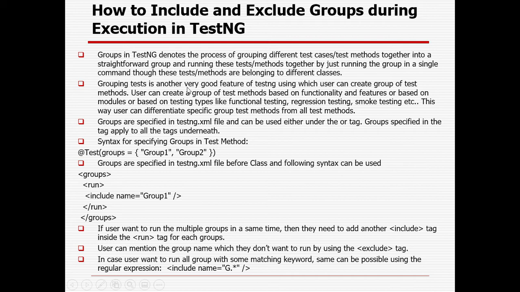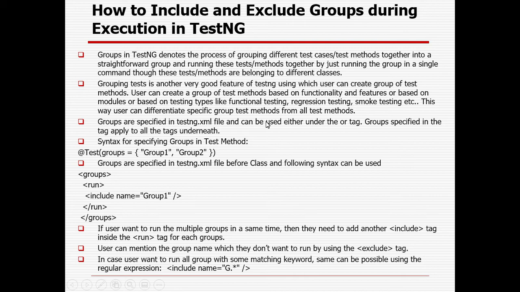Grouping tests is another very good feature of TestNG, using which a user can create a group of test methods. The user can create a group of test methods based on functionality and features, or based on modules, or based on testing type like functional testing, regression testing, smoke testing, etc. This way we can differentiate specific group test methods from all the test methods. The groups will be specified in the testng.xml file.